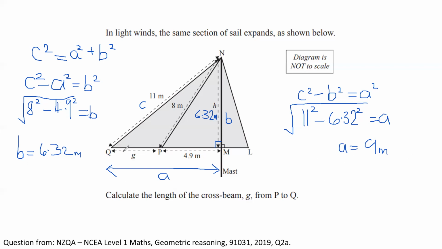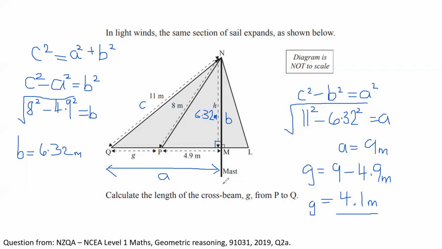So now we want to work out what G is. G is only part of A. So in order to work out what G is, we need to do A, or the 9 meters, subtract 4.9 meters. Again, if you work this out, you get a value of 4.1 meters. And that will be our final answer for G.